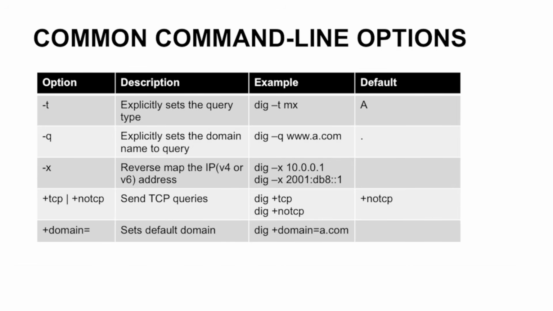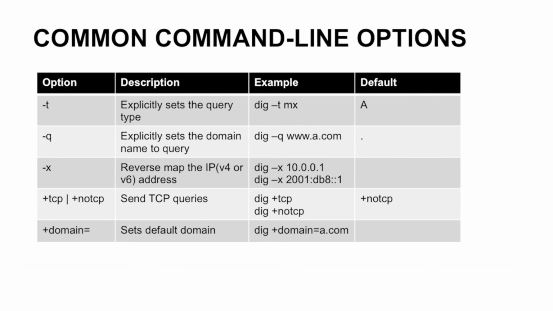Here's a list of the most useful dig options, according to me anyway. There's -t, which allows you to explicitly set the query type. You might have to do this if, for example, you need to disambiguate MX, the query type, from MX, the top-level domain for Mexico. -q allows you to explicitly set the domain name to query. Again, most of the time you won't have to do this, but sometimes, for disambiguation's sake, you would. -x allows you to reverse map the option argument's IPv4 or IPv6 address to a domain name.